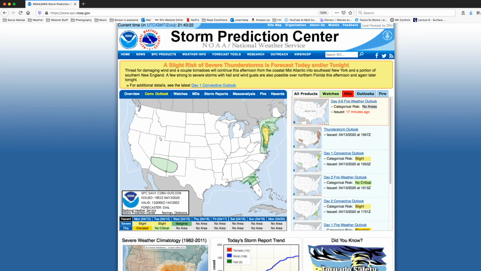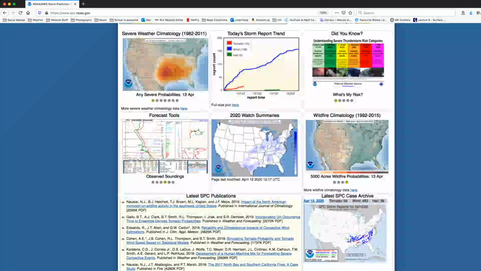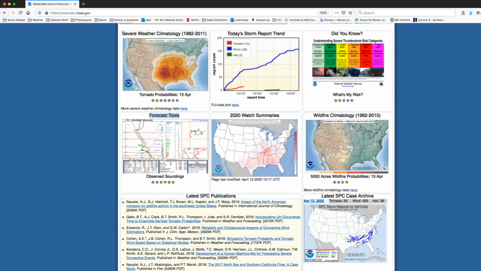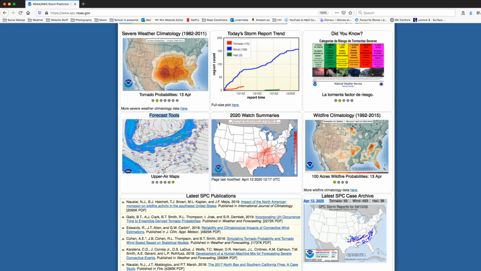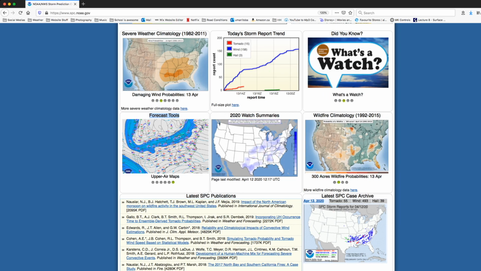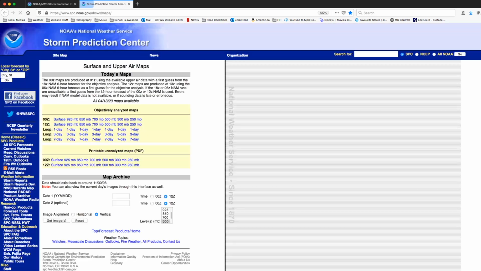Just Google that, and then you'll find this page. You're going to scroll down. You're going to go to this square where it says Forecast Tools. You're going to click on the very far right circle, and it's going to show upper air maps. You're going to click on that. It's going to take you to their surface and upper air maps archives.